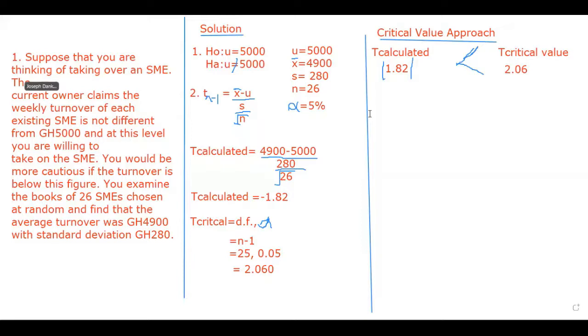The critical value approach was saying that we should reject the null hypothesis, H0, if the T calculated is greater than our T critical. Otherwise, we fail to reject. And here is the case where T calculated is not greater than T critical. So it's T calculated less than T critical. So here, the decision rule will be what? We fail to reject. You get it? We fail to reject.